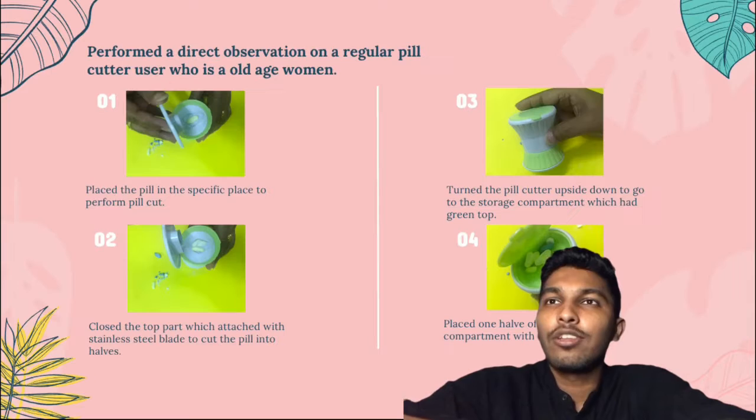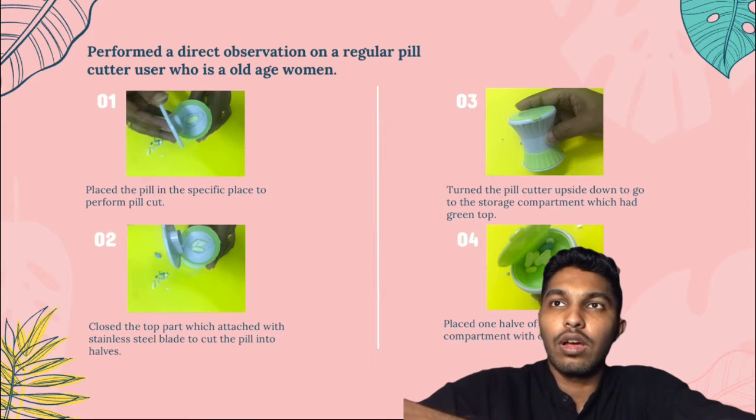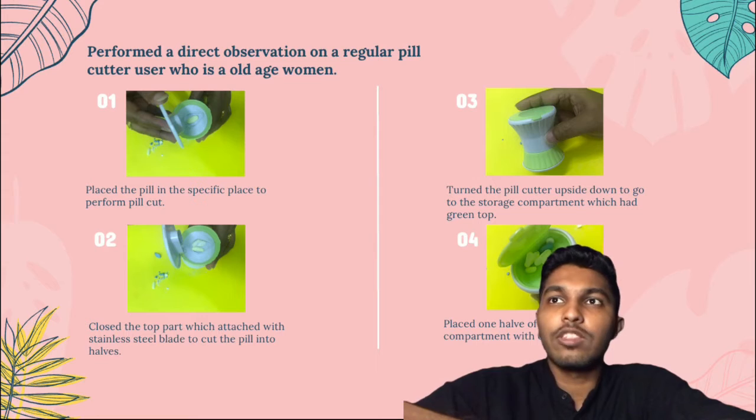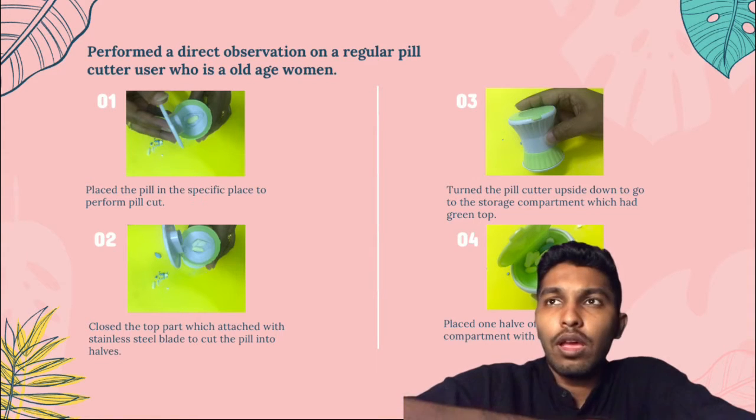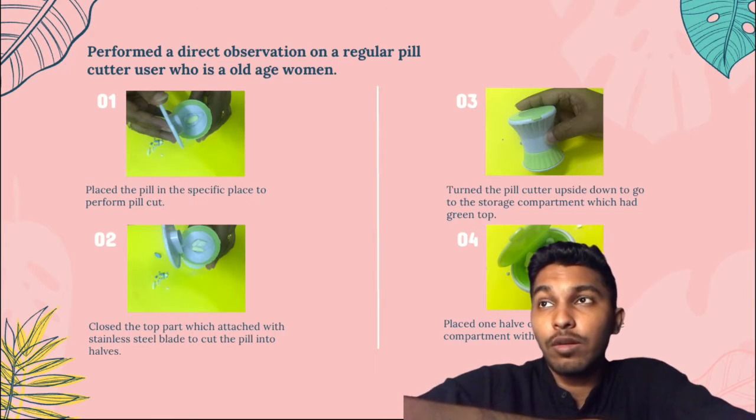Today I'm doing a direct observation of a regular pill cutter user. She is an old woman who takes medicines on a daily basis using a pill cutter. When I asked why she uses this pill cutter daily, she said it's very convenient to use. As per my observation, she needs to perform 3 steps to complete the task, which is cutting her pill.